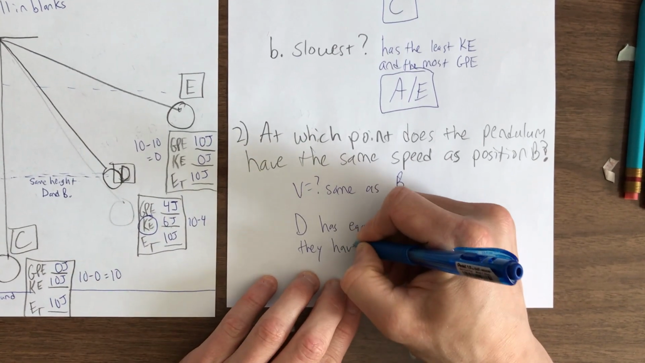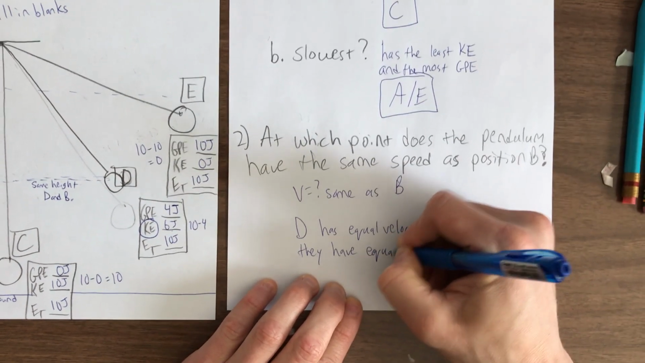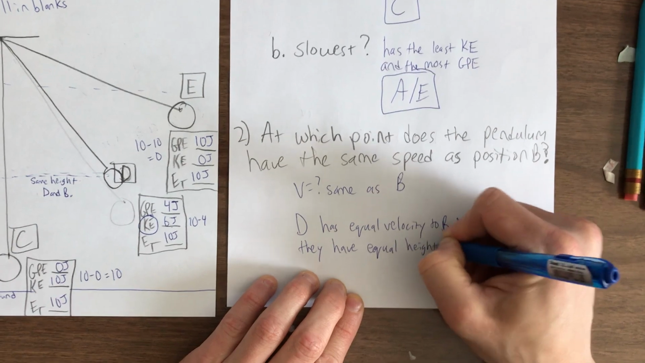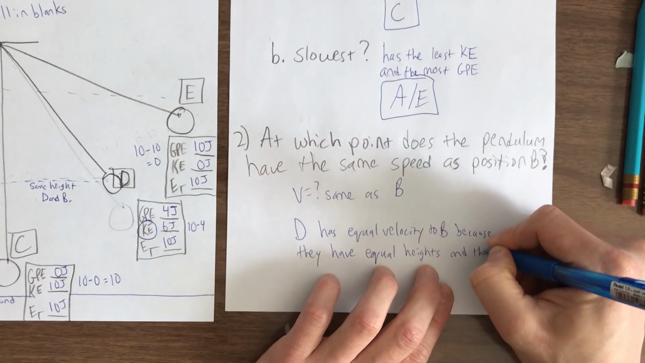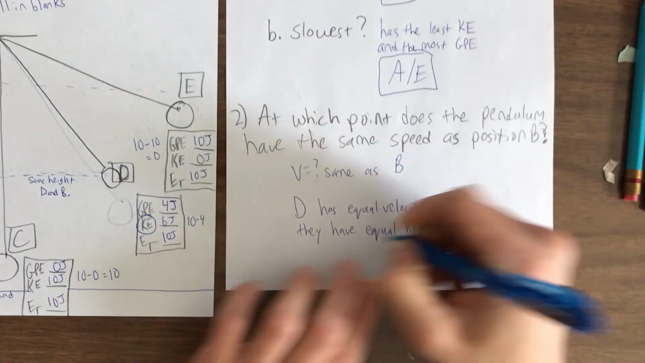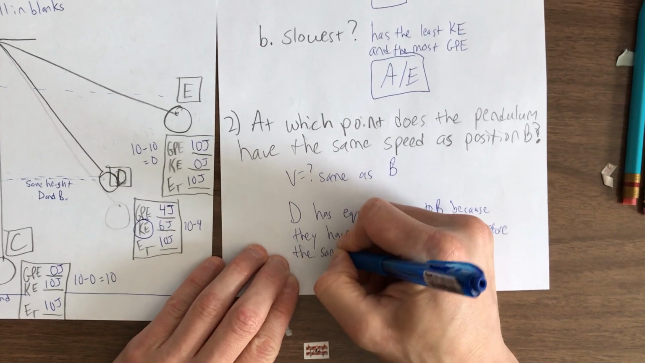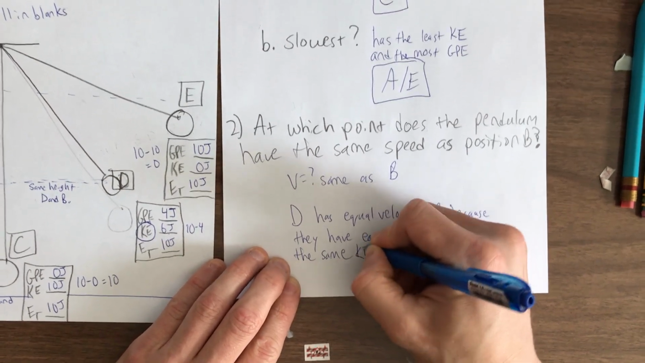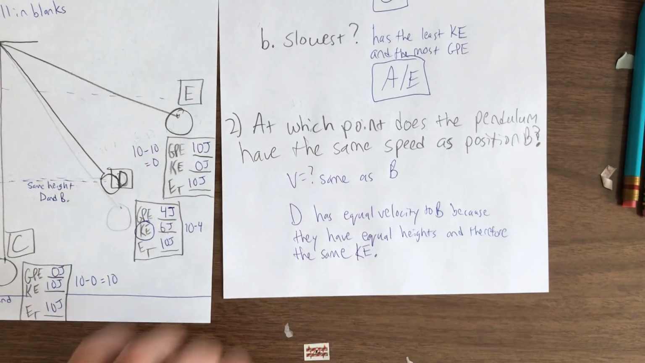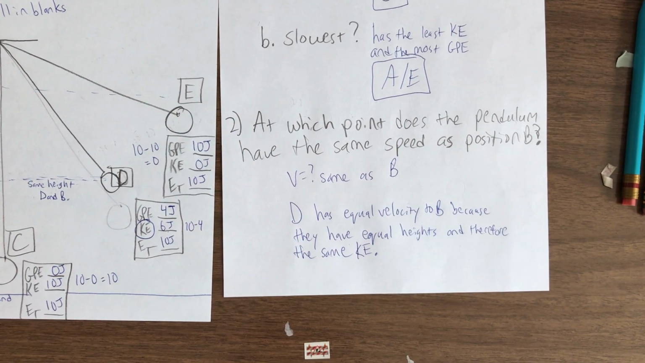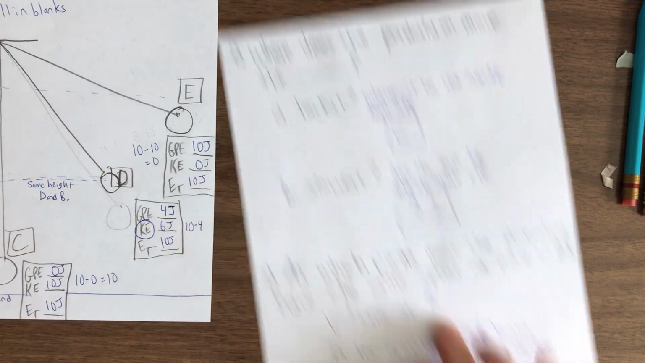because they have equal heights and therefore the same kinetic energy. So because they have the same height, they get the same kinetic energy, and if you use the formulas, you would end up with the same velocity.